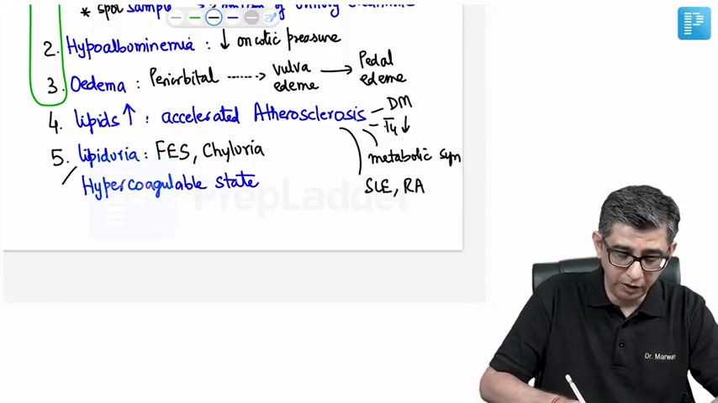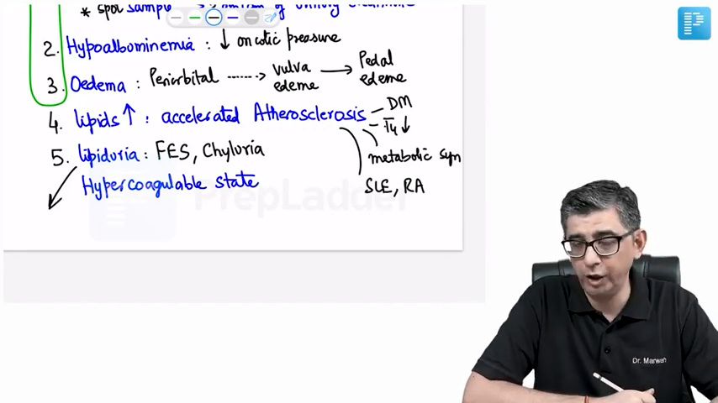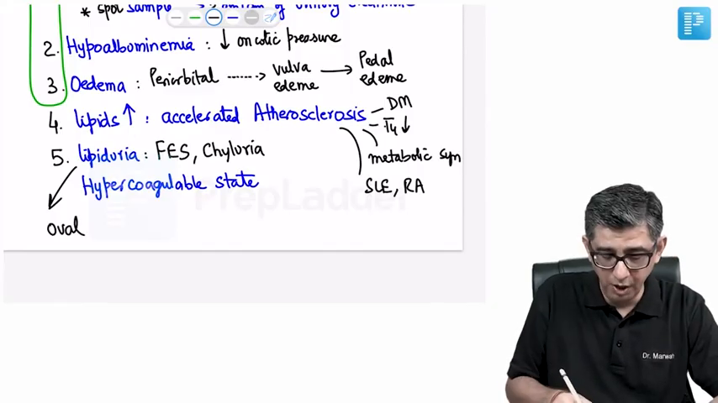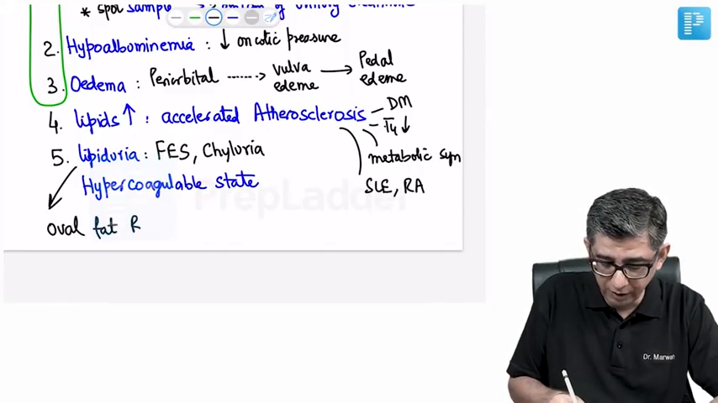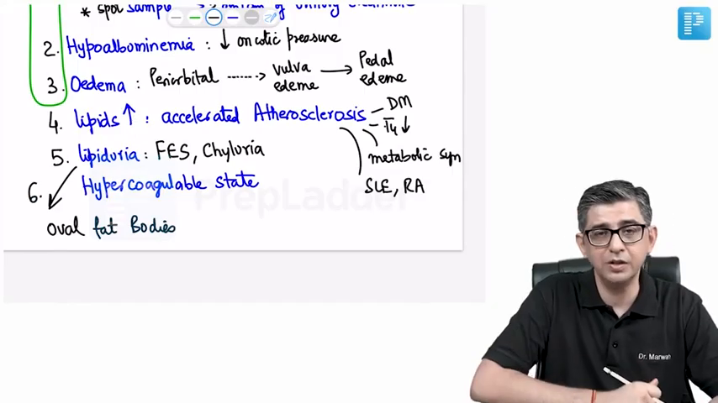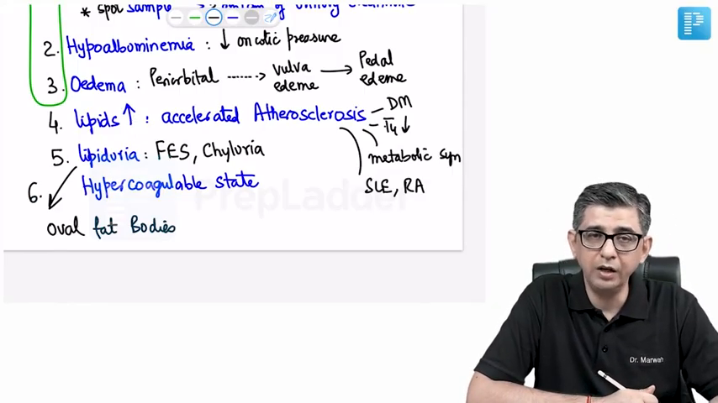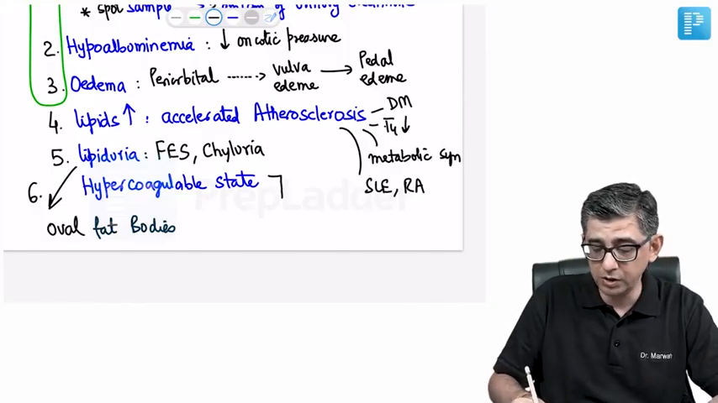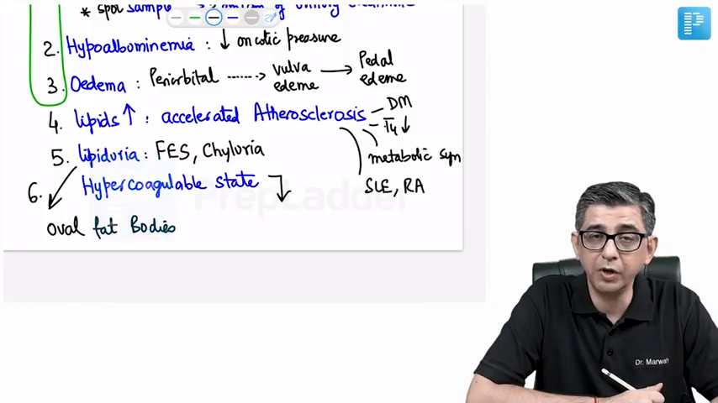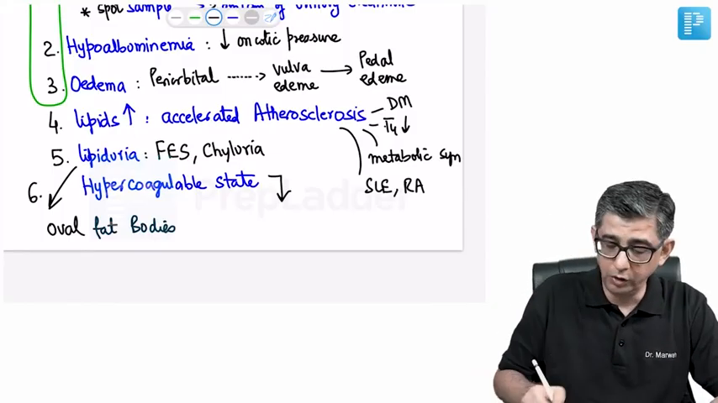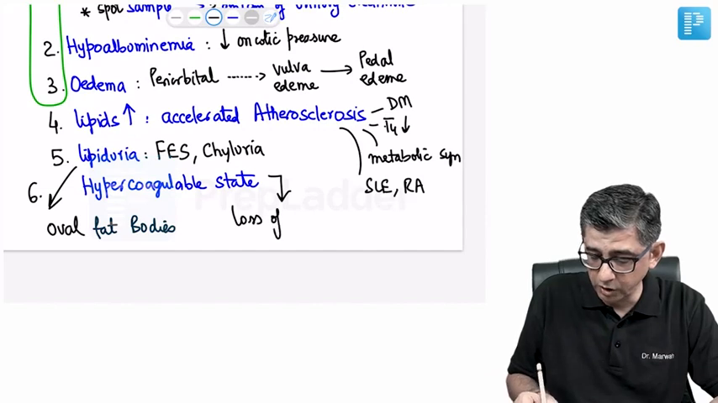And another term that the examiner might use in a lot of MCQs on nephrotic syndrome, instead of saying the word lipiduria, is oval fat bodies, implying lipiduria. So point number 5 is not an essential of diagnosis due to the reasons I've explained. And then nephrotic syndrome is also a hypercoagulable state. I agree, pregnancy is a hypercoagulable state, factor V Leiden mutation is a hypercoagulable state, but why is nephrotic syndrome a hypercoagulable state? Well, the logic here is that there is a urinary loss.